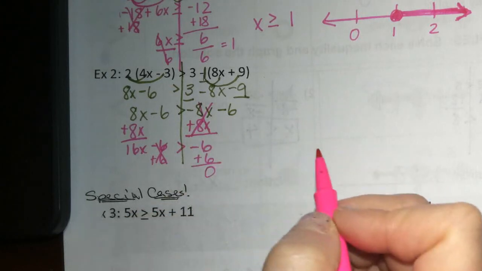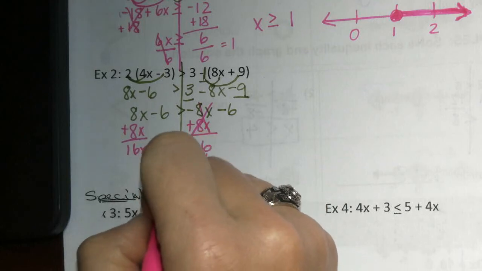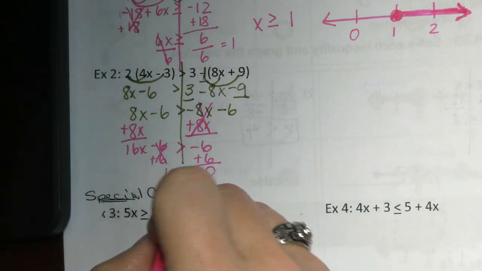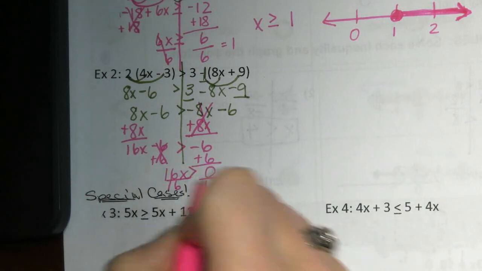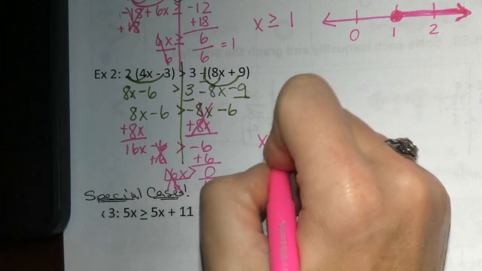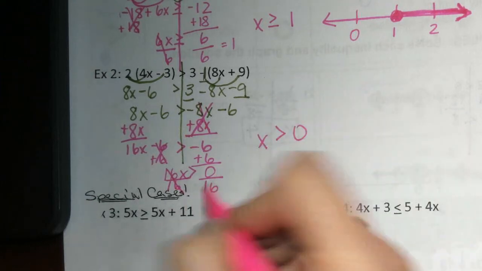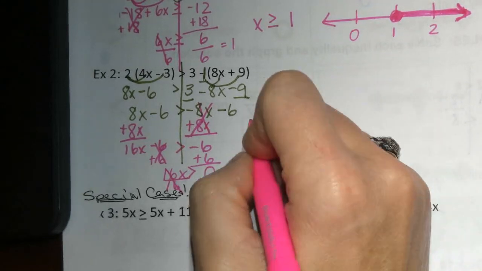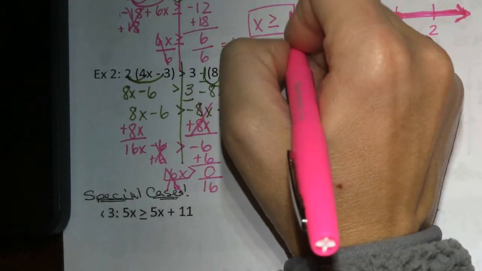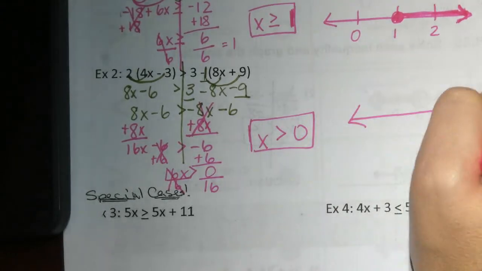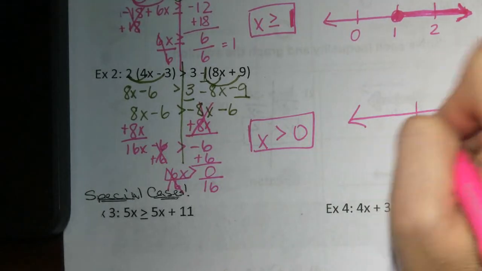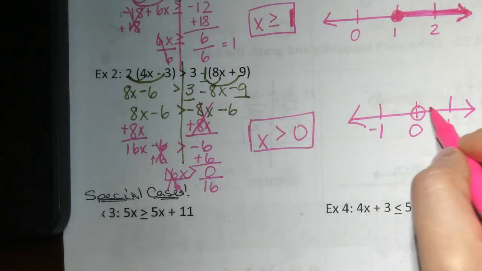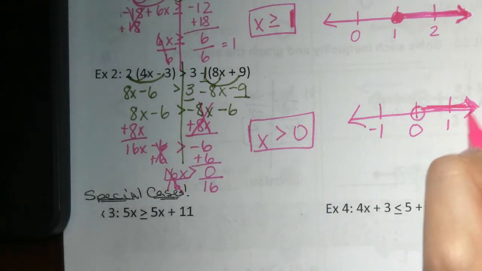That becomes 0. Okay, so you're left with 16x is greater than 0. Then just divide by 16, and you get x is greater than 0, because 0 divided by anything is 0. Okay, so this is your answer. Greater than is an open circle filled in to the right.